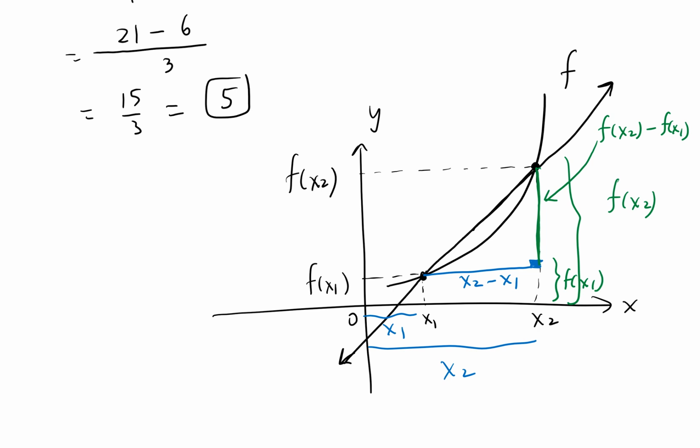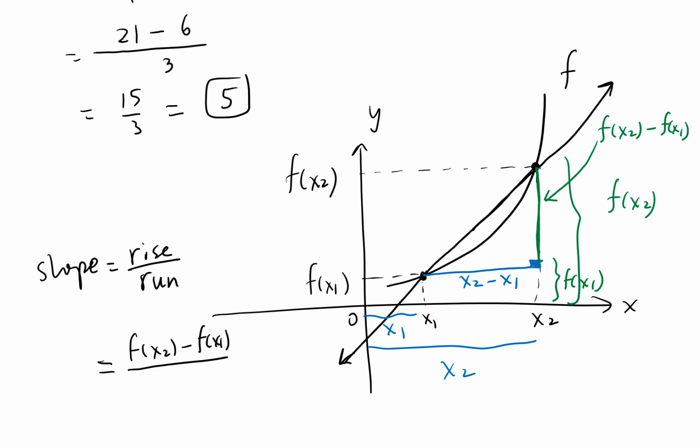What's the slope of the line? We know it's rise over run. The rise is the green distance, which is f of x2 minus f of x1. And the run is the blue horizontal distance, x2 minus x1. That's where that came from. This is simply the slope of the secant line.